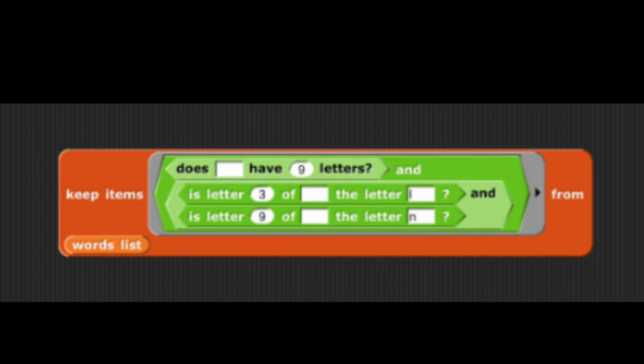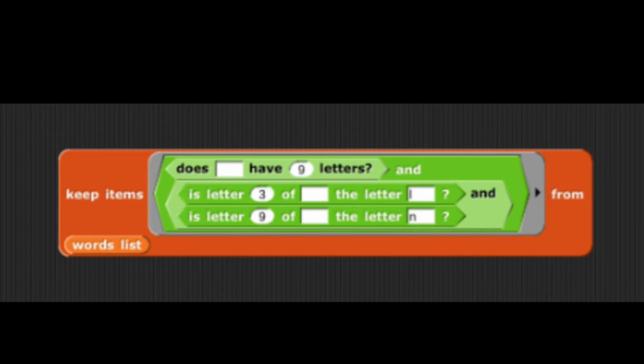To start off, the outside of the code is keep items with a bunch of pieces of code inside of that from words list. And words list is a variable that was made by the program that I'm using called Snap, and it has about 10,000 words listed on there. And so when I have the pieces of code within this, it's basically specifying which words or which items to keep from the variable list.